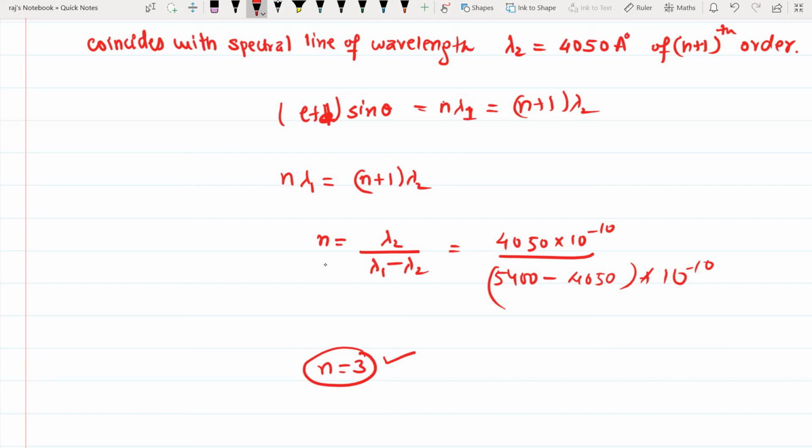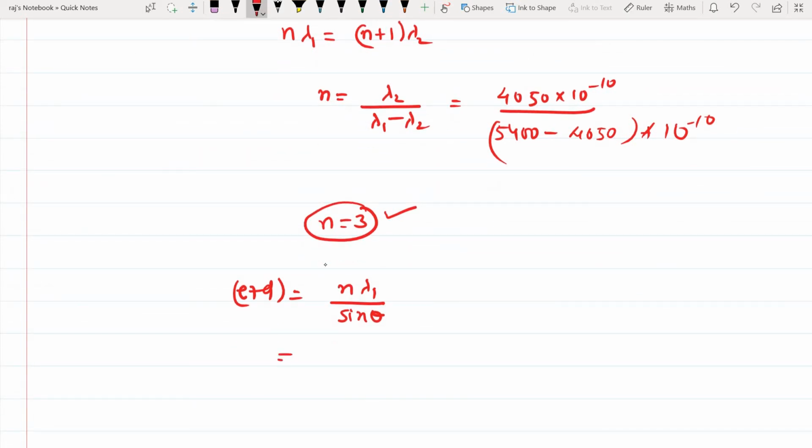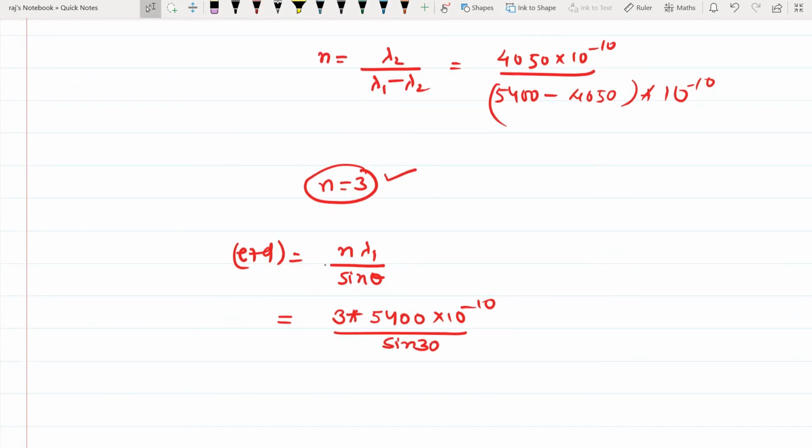So now we have got the value of n equal to 3. We can easily substitute and find the grating element as E plus D is equal to n lambda 1 by sin theta. That is, n is 3 into lambda 1 is 5400 angstroms, divided by sin 30. So we will get 3.24 into 10 to the power minus 4 centimeters.